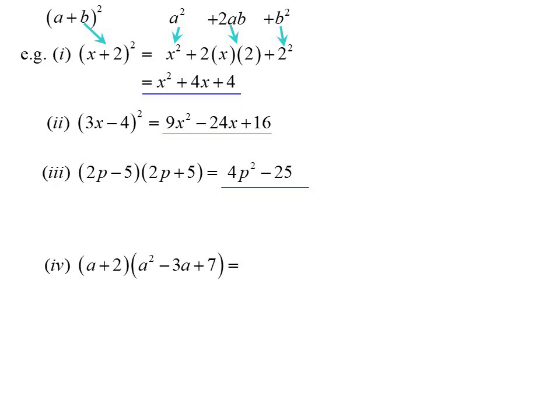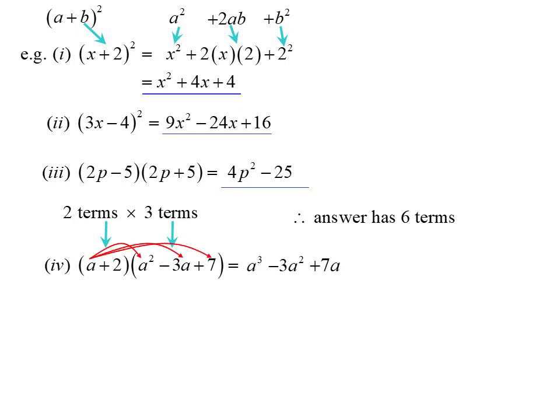Well, here's a binomial times a trinomial. We don't have a nice neat formula. This is where I find actually drawing the lines is handy, because I think to myself, I know I'm going to have 2 terms in the first one times 3 terms in the second one. I should end up with 6 things. So I know I'm looking for 6 things. If I don't have 6 things, I've done something wrong. The answer will have 6. Let's do it. Okay, that's everything times a. There's everything times 2. Tidy it up and we have an answer.